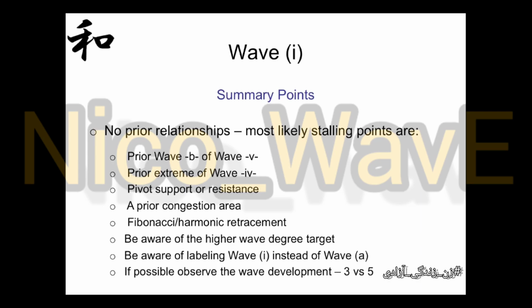Be aware of the higher wave degree target and where you expect the larger move to go, whether if it's a 5-wave move, where do you expect the target to be? Perhaps at the prior larger wave C of wave 5, or the wave span of wave B in a 3-wave move, in a correction. Beware of labouring wave 1 instead of wave A. If possible, observe the wave development, i.e. 3-wave versus 5-wave.